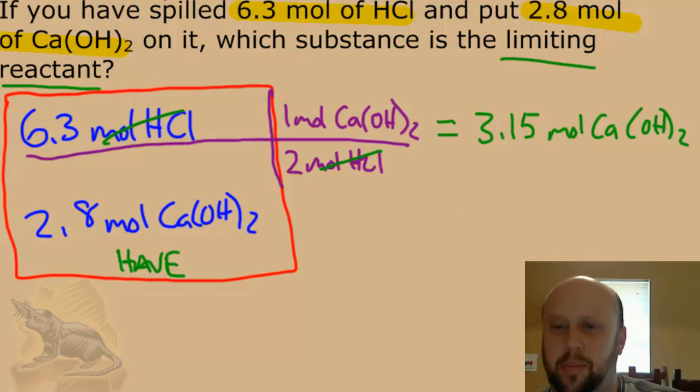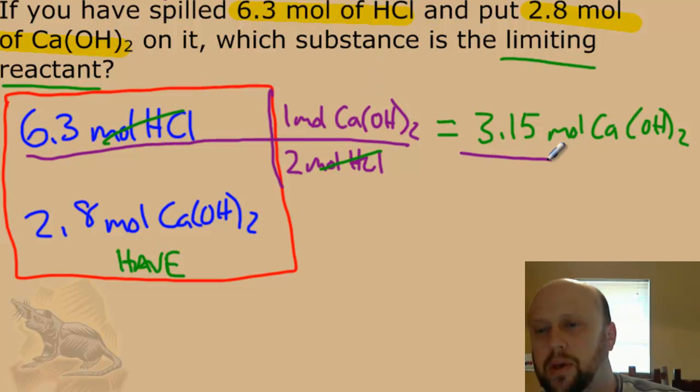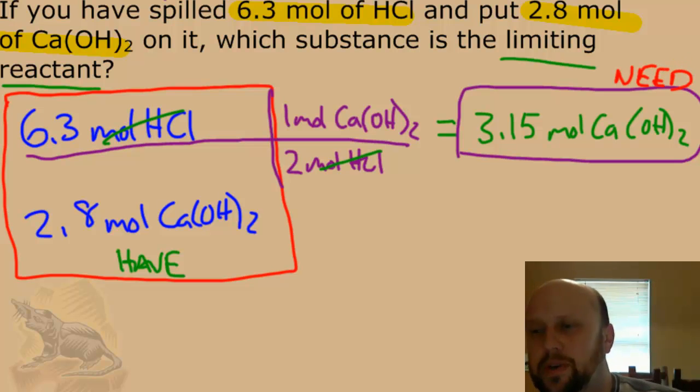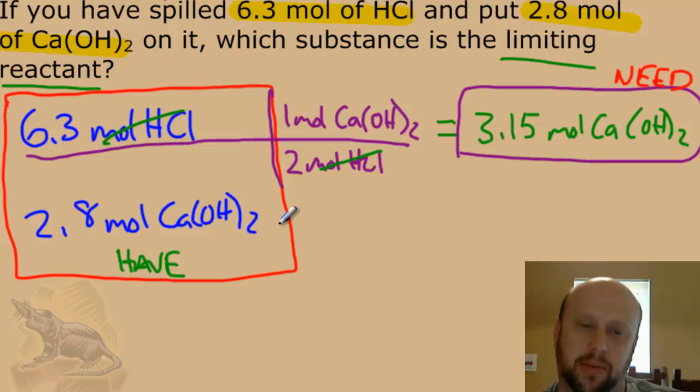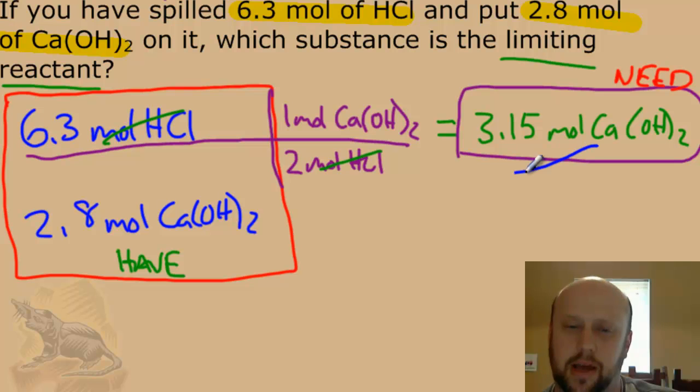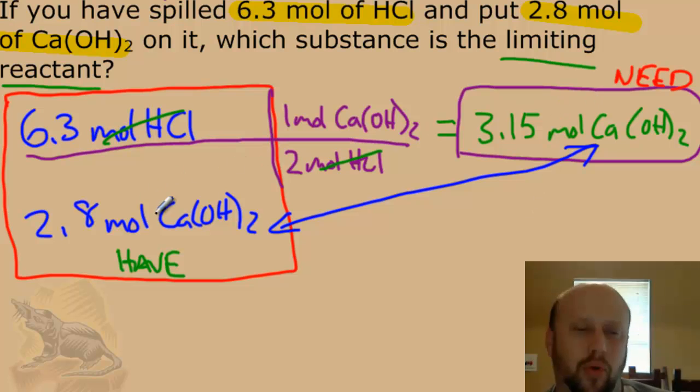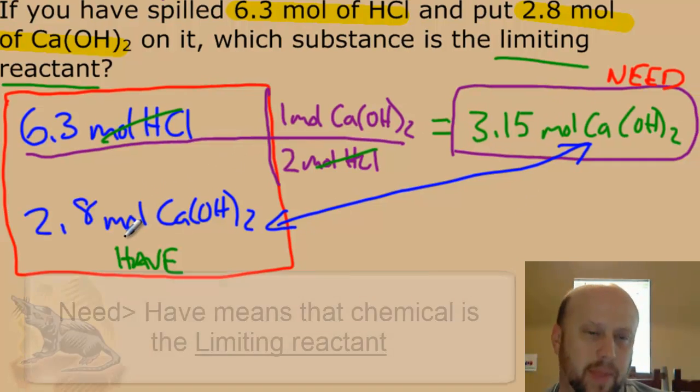Now, as soon as you get to that part, once you've done this mole ratio, because this is a mole ratio right here, what you immediately need to do is put a box around that part, and right next to it, I want you to write in big letters, need. Okay? Once you get that, I'm going to compare these two things. I'm going to compare, it has to be the same chemical, so calcium hydroxide now. I'm going to compare their amounts, and here's the way it works. I need more than I have, okay?